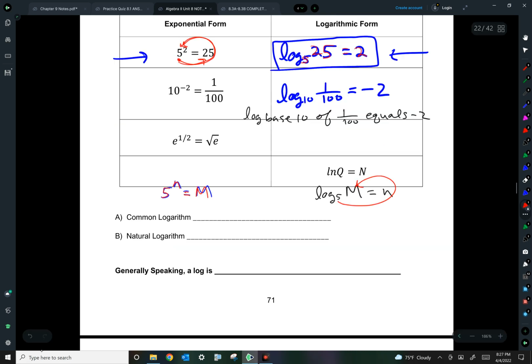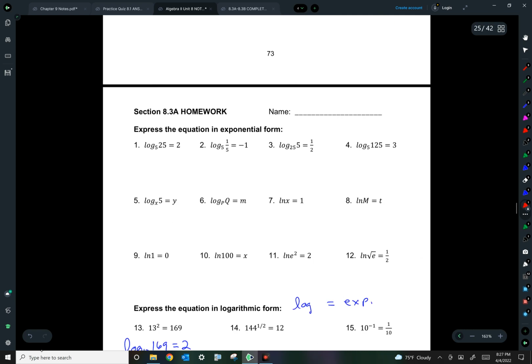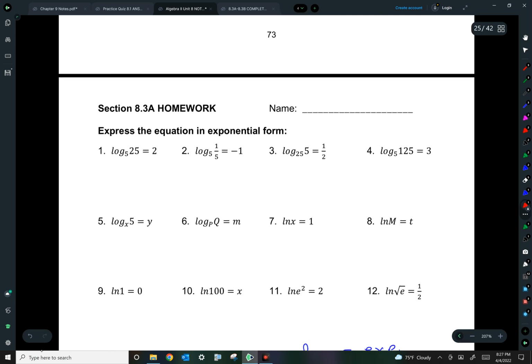Okay? So I suggest you go over to the homework page, page 73, and look at number 1. It says express the equation in exponential form. If I'm going to write this in exponential form, I start right here at the 5. I go through the 2 and back to 25. So the base is 5. The log always equals the exponent, so it's 5 squared equals 25.